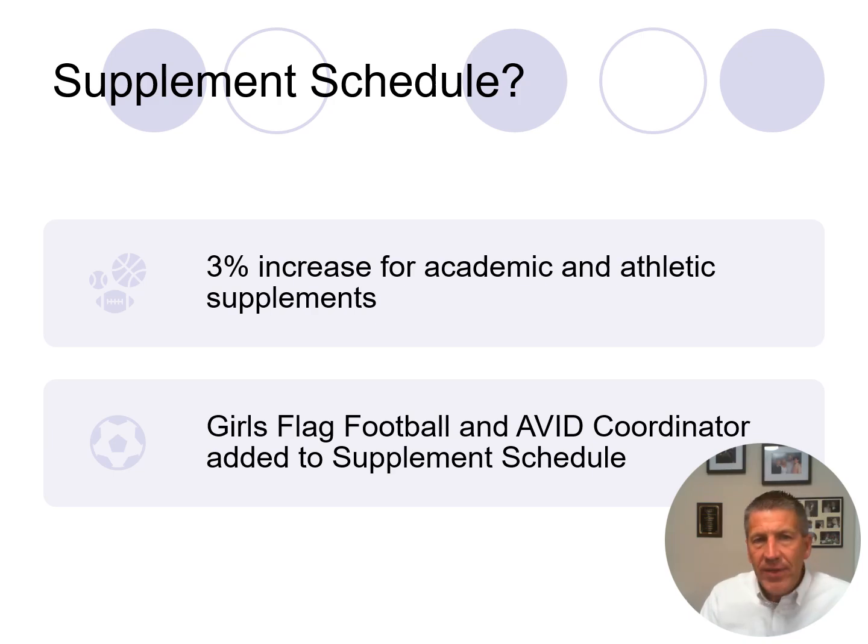Let's talk about the academic and athletic supplement schedule. First of all, items on the academic and athletic supplement schedule are going to experience an increase of 3%. On top of that, there are some new positions to be aware of. Girls flag football and the AVID coordinator position have been added to the supplement schedule.